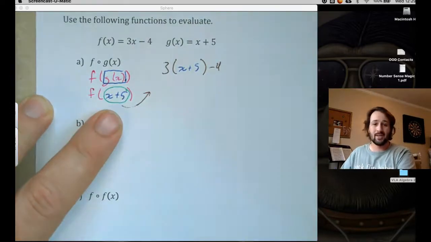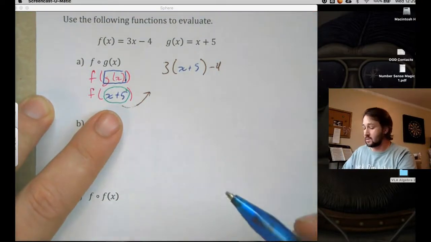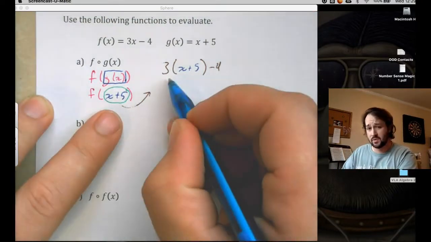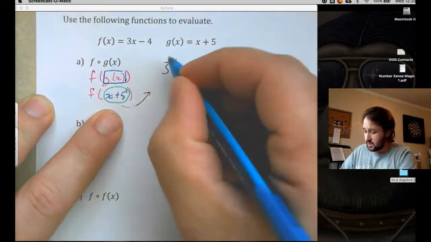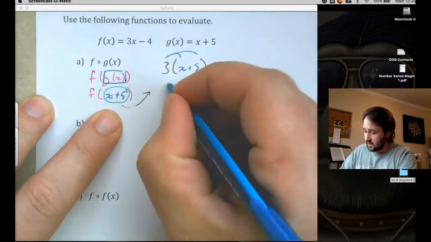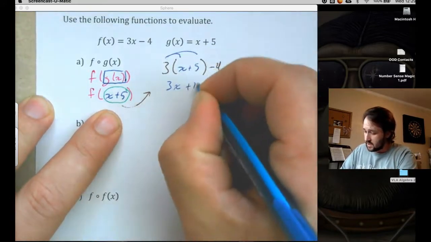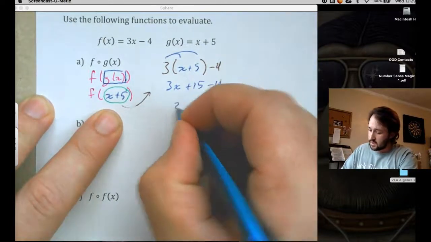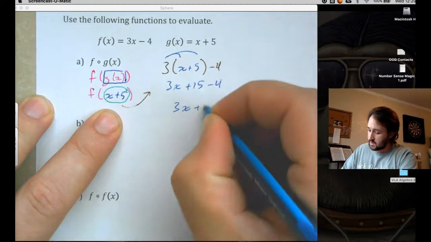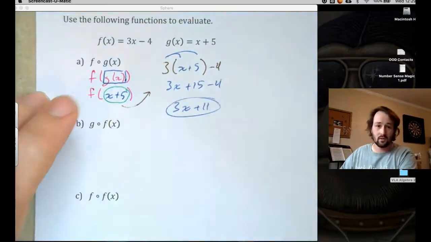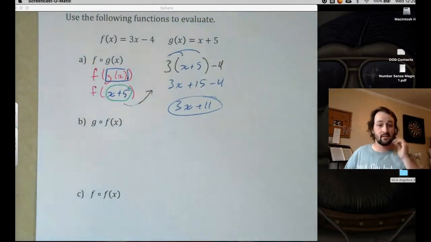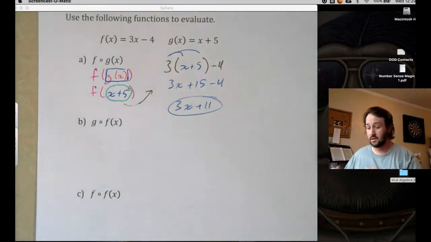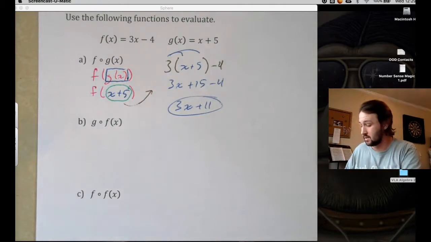So from this point, getting to this step is the hardest part of these. Because now all I'm going to do is simplify this thing. So I'm going to distribute my 3 to both terms. So I have 3x plus 15 minus 4. 15 minus 4 is 11, so I can say this is 3x plus 11. That's what we're going to be looking for f of g of x. Right? That's really it. So just make sure you guys read these things as you go along and follow it exactly in the order that it's going.